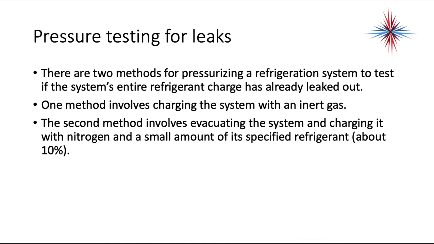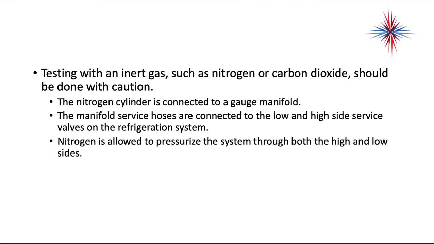So there are two main methods for pressurizing a system to test it if the system's entire refrigerant charge has already leaked out. One method involves charging the system with inert gas. The second method involves evacuating the system and charging it with a small amount of nitrogen and a small amount of its specified refrigerant, about a 10% mixture.